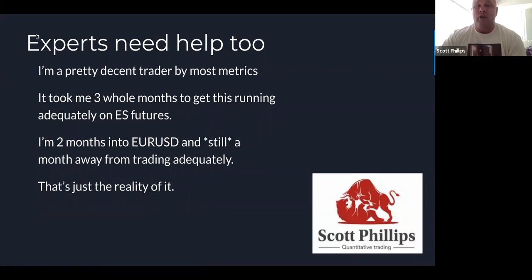So no matter how good you are, and in fact, the better you are, experts need help too. Usain Bolt has a sprinting coach. The best MMA fighters in the world have coaches. The best chess players in the world have coaches. I'm a pretty decent trader by most metrics. I'm not the best in the world, but I'm definitely a professional trader.